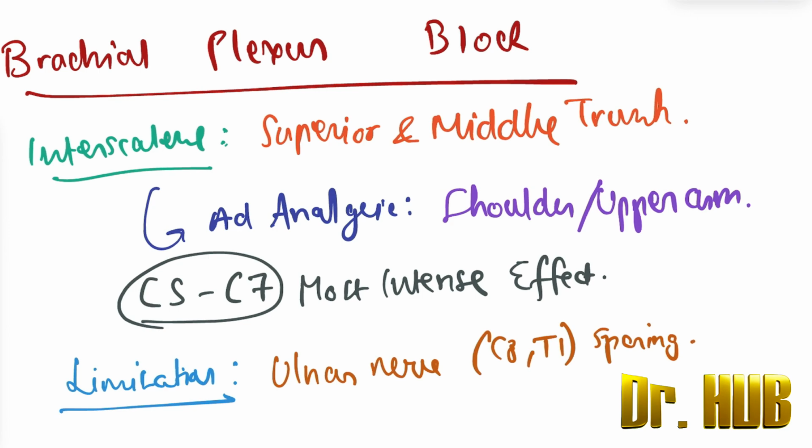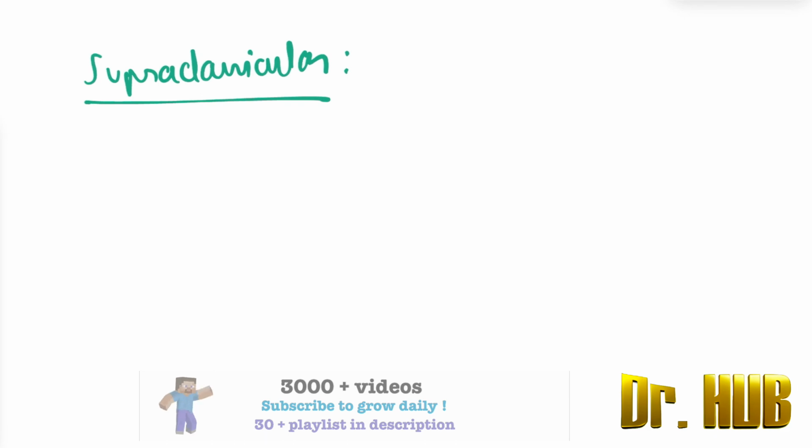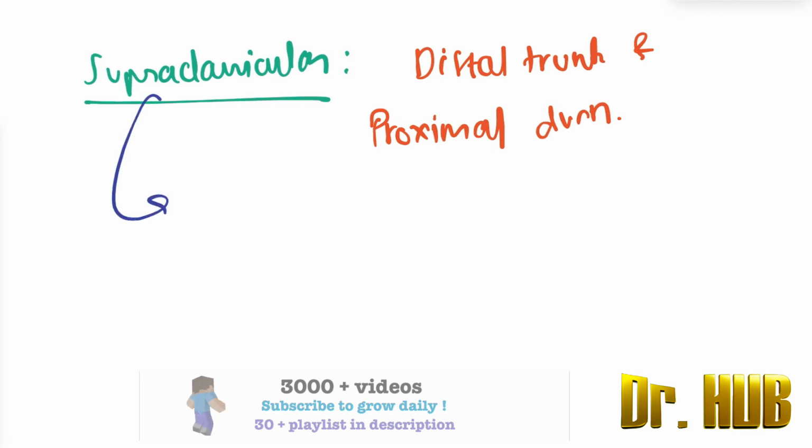Next we move on to the supraclavicular. In terms of the supraclavicular, the level of block is the distal trunk and also the proximal division. The adequate analgesia in case of the supraclavicular is seen at the elbow, forearm and the hand.